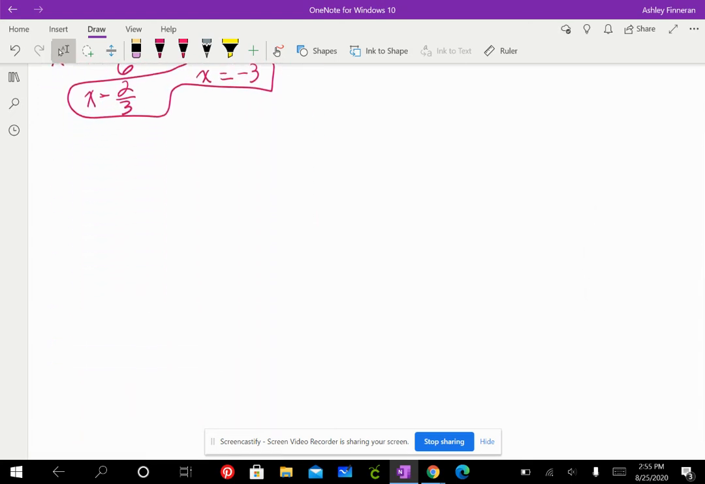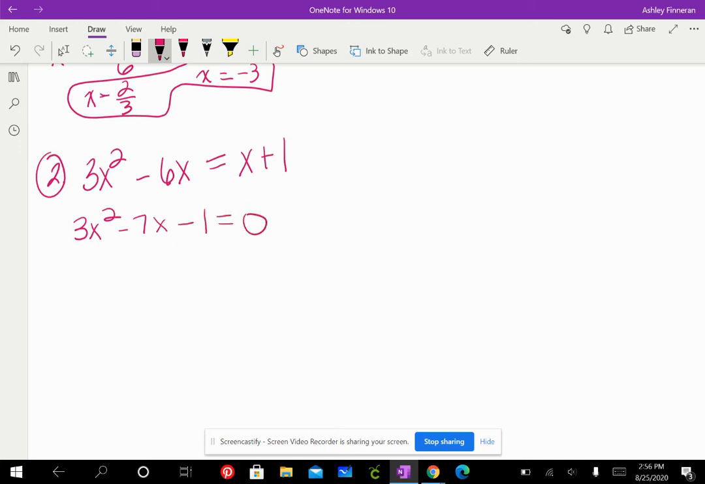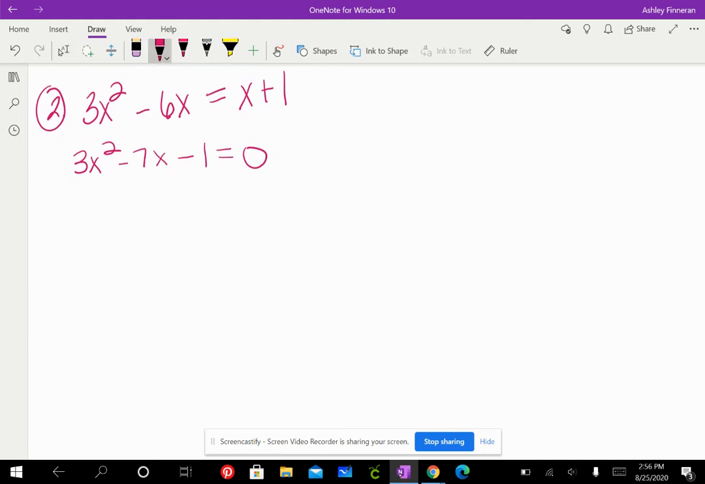All right, number 2. Let's do 3x squared minus 6x equals x plus 1. So the first thing I'm going to do is set it equal to 0. So I'm going to subtract over the x and subtract over the 1. Now, if you subtracted it to the other side, that would be fine. The formula would still work. So this tells me that a is 3, b is -7, c is -1. And then I'm going to plug it in.